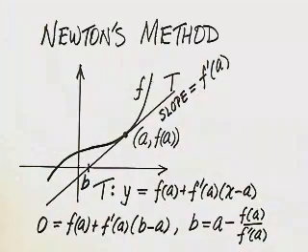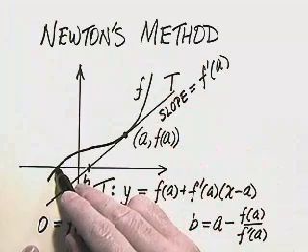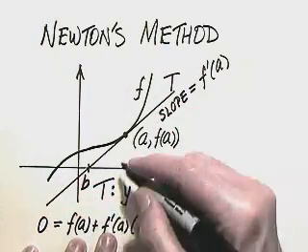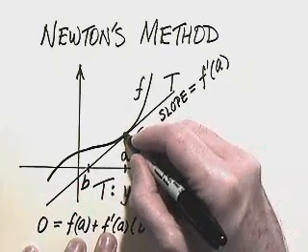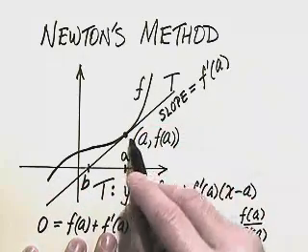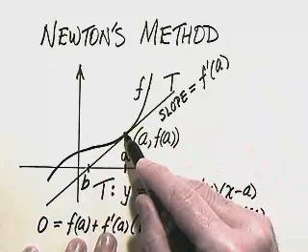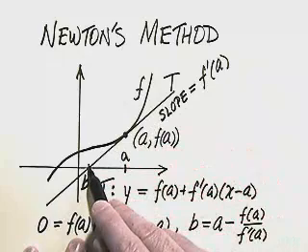For Newton's method, here's the graph of a function f and we want to try and find where it crosses the x-axis. One thing we can do is take any starting point, here I'll call it A, and look at the point on the curve (a, f of a) and compute the tangent line to the graph at that point. We follow that tangent line back to where it hits the x-axis.